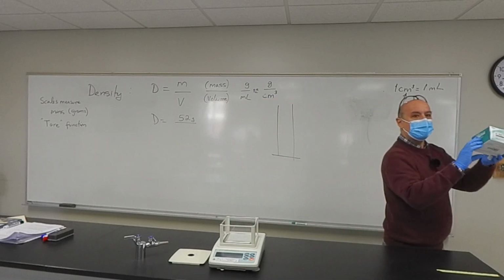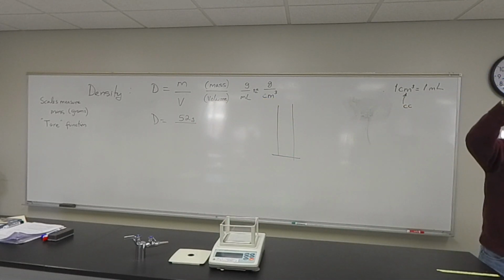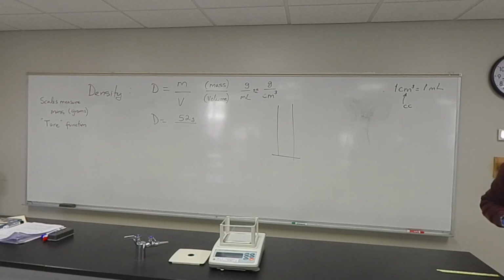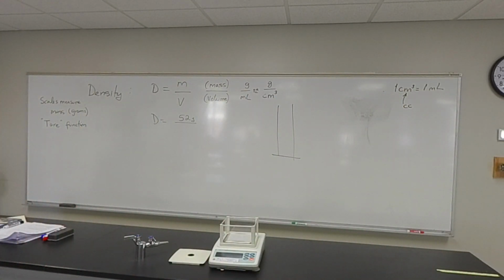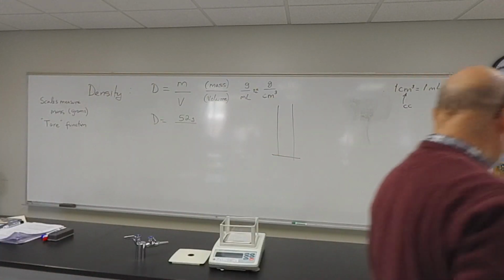How do I measure the volume of this box? Say that again. Length times width? Yes, length times width times one more thing. So let's call this the length. Well, that's the width. Oh, wait, so there's three. Yes. So there's three things that you need to measure.